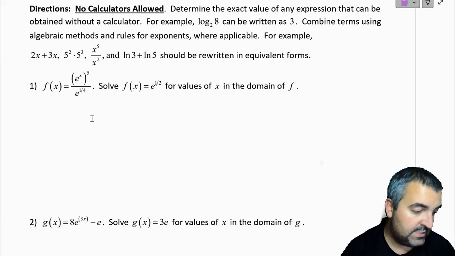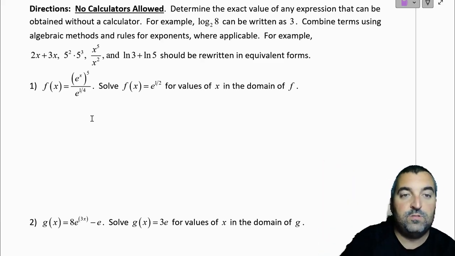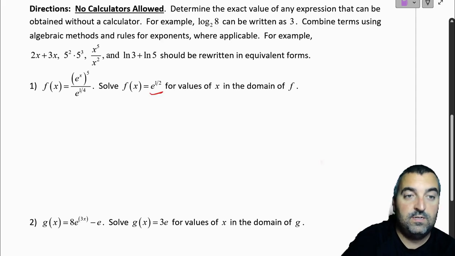Well, let's go ahead and set this up. So they want us to just substitute this in. So we're going to say e to the 1/2 equals e to the x to the fifth over e to the 1/4. Okay, so we got to use some properties here to start solving this.